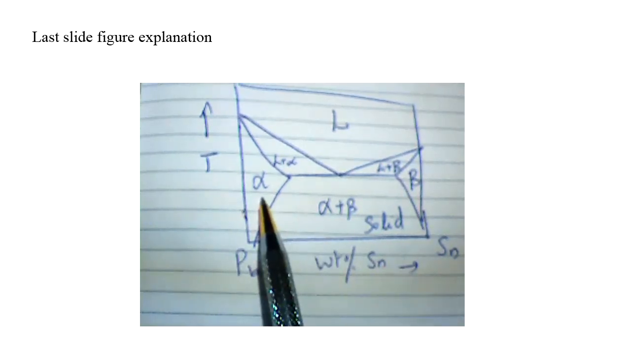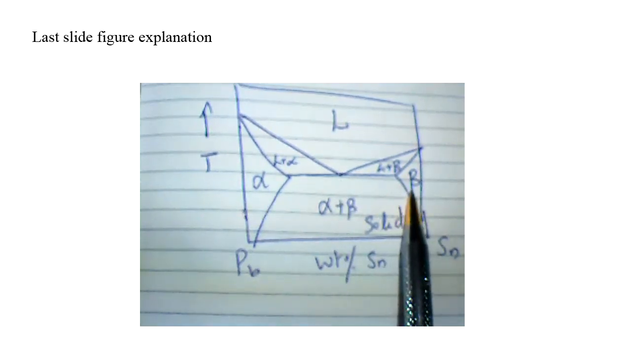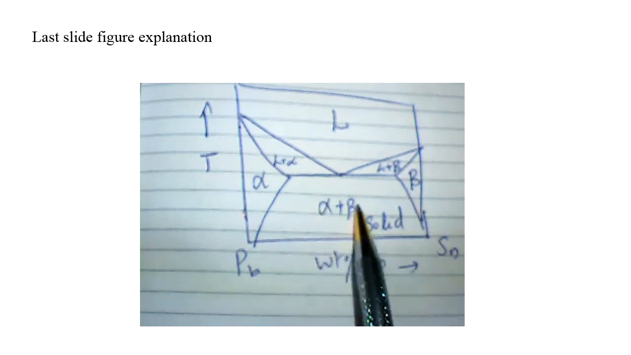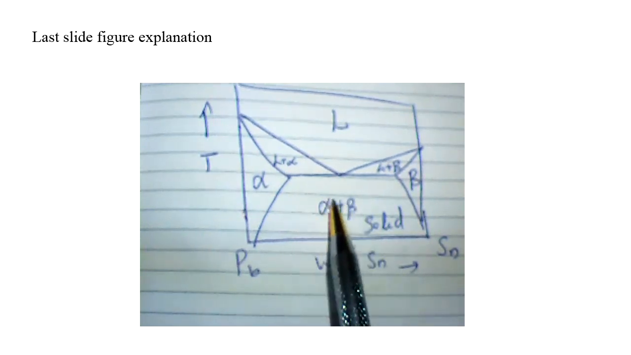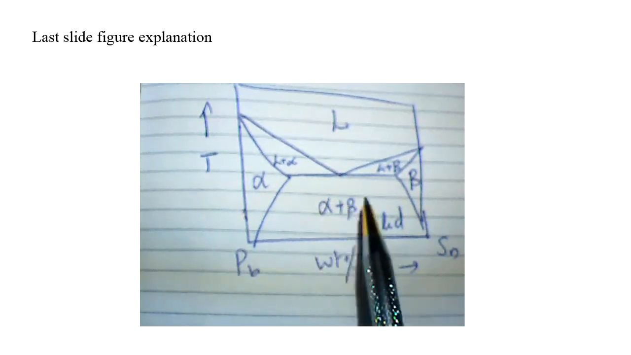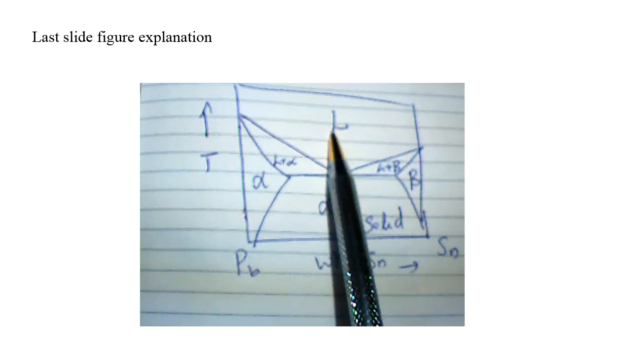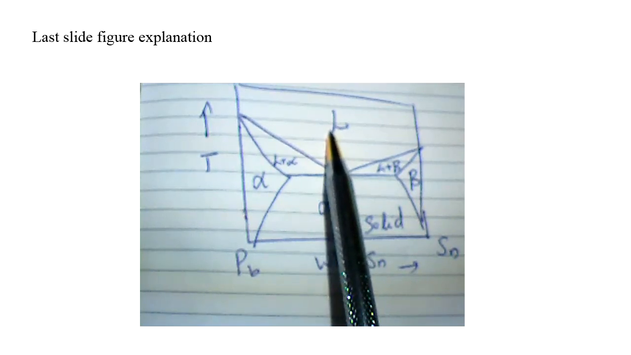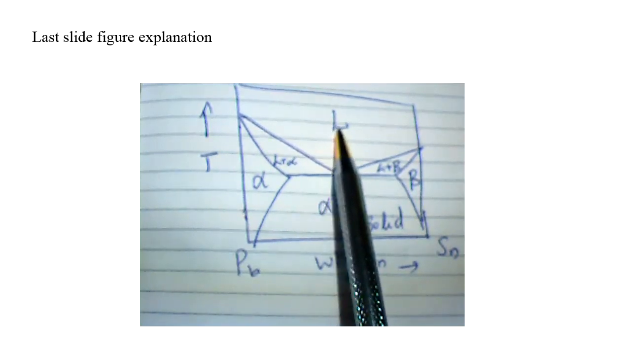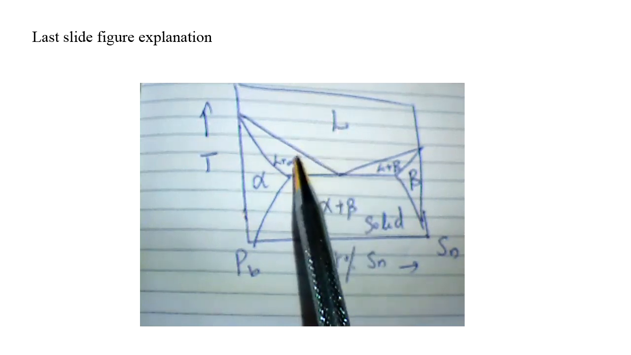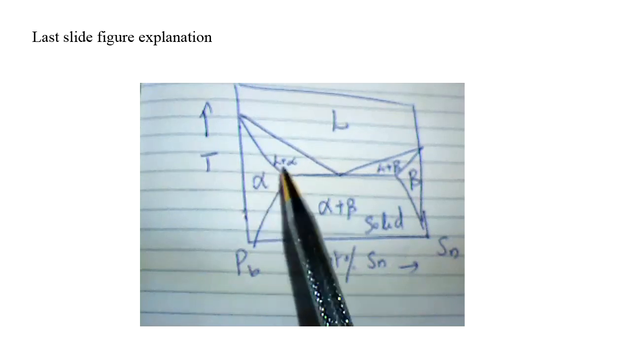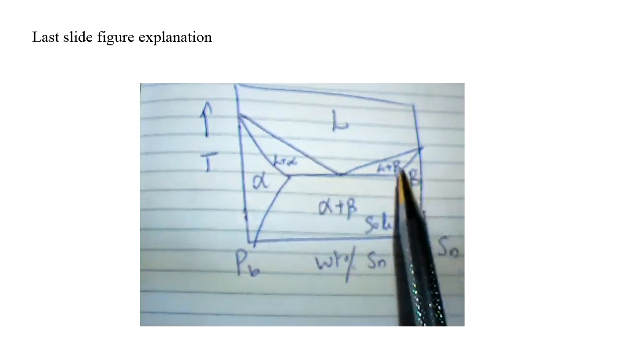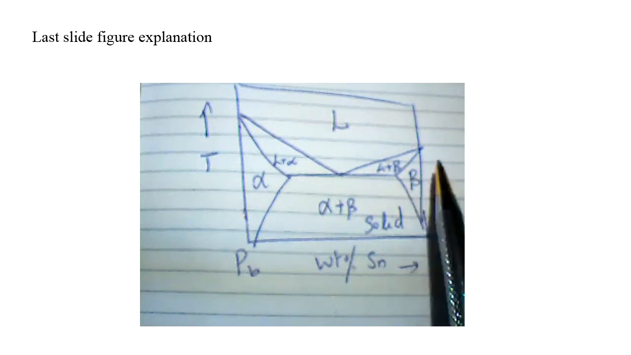So alpha represents the solid state lead, and beta represents the solid state tin, and this is alpha plus beta, the net alloy formed, and liquid L is the liquid state, which is the uniform liquid state, a single phase equilibrium state. L plus alpha is the equilibrium between solid state alpha lead and liquid state, and L plus beta is the equilibrium between beta and L.